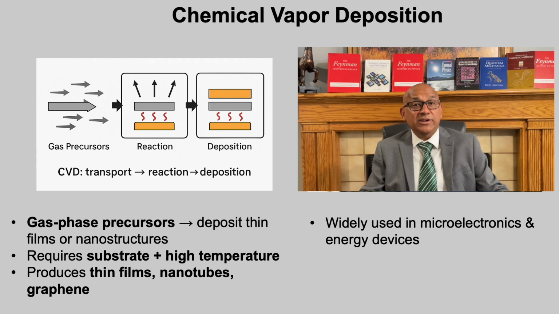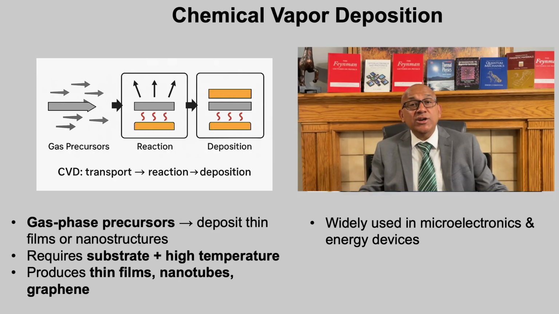CVD is highly versatile. It can produce conformal coatings, semiconductor thin films, or even complex nanostructures such as carbon nanotubes and graphene. Because it delivers excellent control over thickness, composition, and crystallinity, CVD is one of the most widely used methods in microelectronics, photovoltaic, and energy storage technologies.